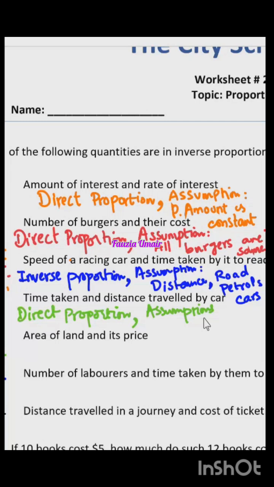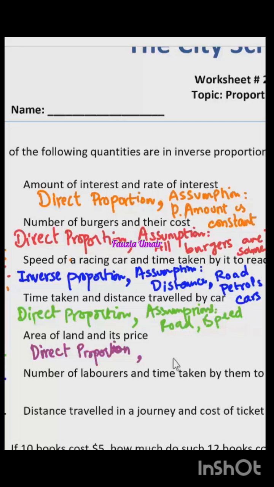Okay. Next is, please raise your hand for the answer. Area of land and its price. Area and its price. Area of land and the price. Yes Hisham. Hisham, beta. It is direct proportion. Why? Because if the area of land increases, its price also increases. Definitely, that makes sense. If you are buying more land, then you will have to pay more price. If you are buying less land, then you need to pay less.